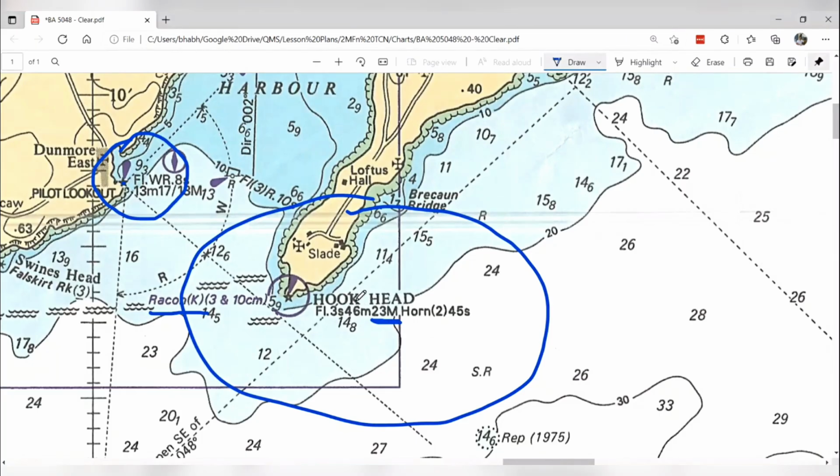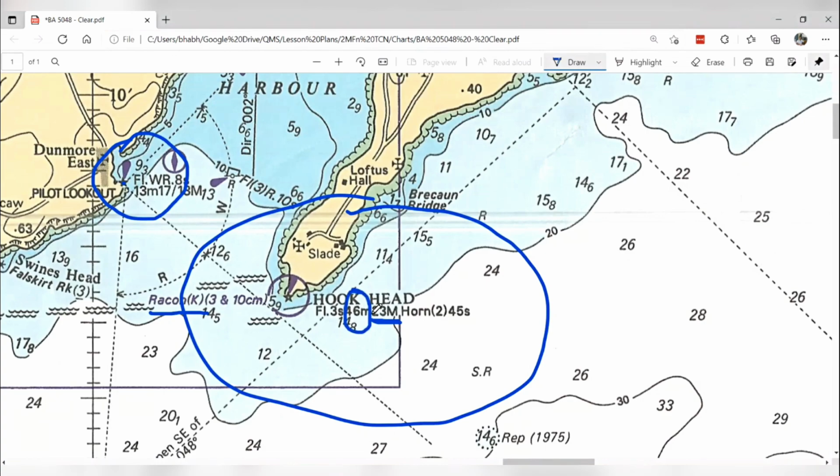Very good. So the figure which is given here along with small m gives us the height of the lighthouse. So it is 46 meters height. And the figure which is given with capital M is the nominal range of the light. We will discuss what nominal range is later on. So for now, we can read off the height of the light from the chart. It will be given on the chart, it can be picked up.